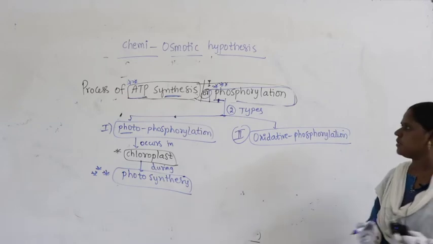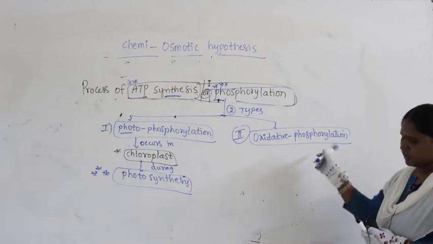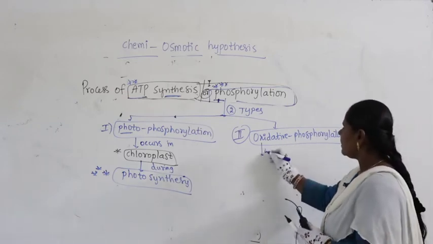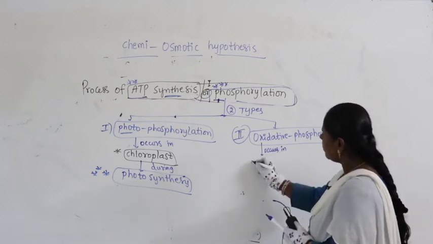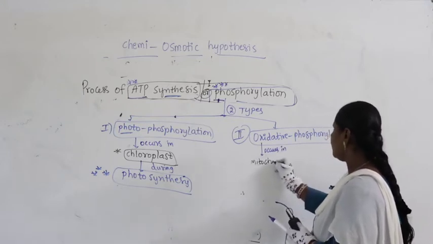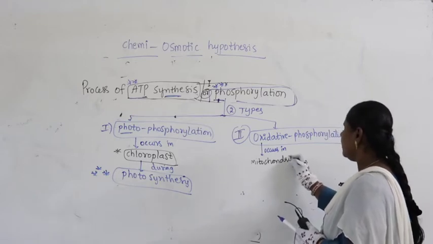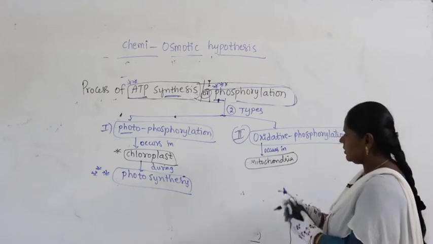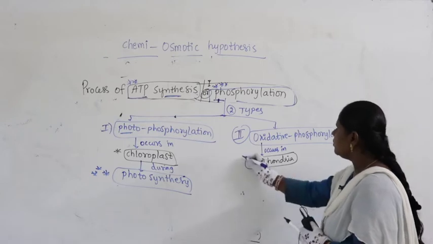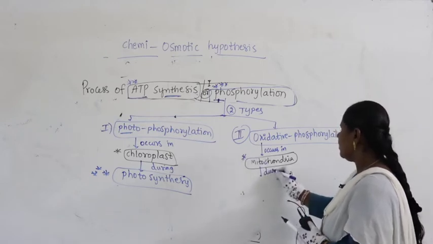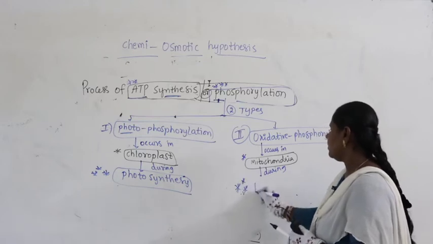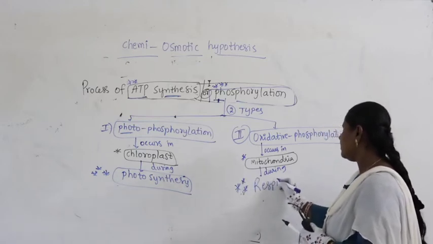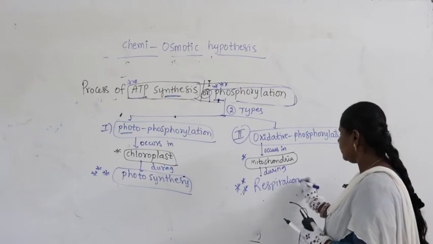Right, phosphorylation is of two types. Second one is oxidative phosphorylation. Where does it occur? It occurs in mitochondria. Now in which process does it occur? It occurs during respiration, very important. It occurs during respiration.